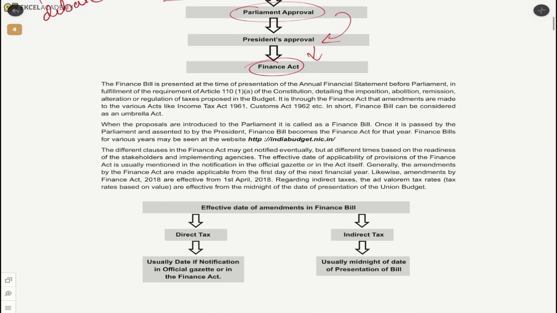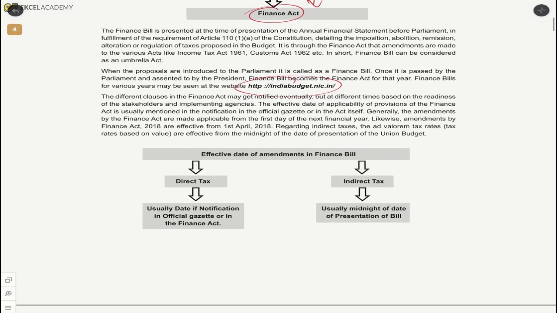Now, of course, they have given the URL where you can check the finance bills for the various years. Not very important for us. Let us look at the things which are relevant for us. So the amendments made with respect to direct taxes and indirect taxes in the finance bill. In this case, we are looking into the amendments made to the finance bill with respect to the direct and the indirect taxes. So when are the amendments applicable when it comes to direct taxes?